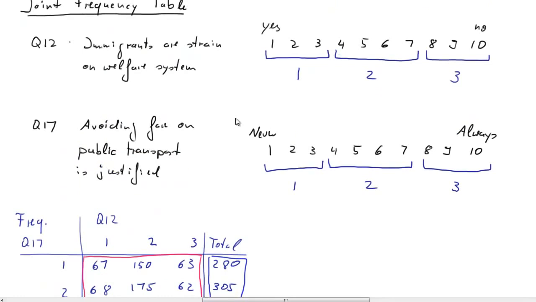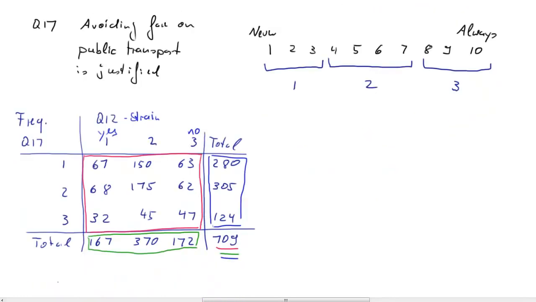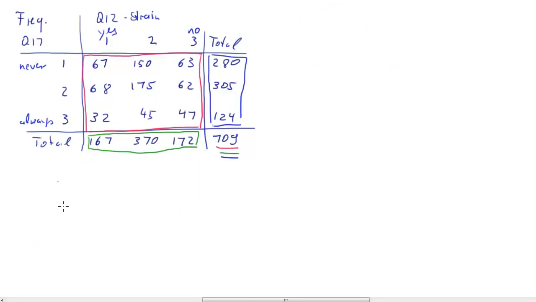So remember what the 1, 2, and 3 meant for question 12. That was the immigrants strain on the welfare system. 1 meant yes, or at the yes end. 3 was at the no end of the spectrum. For the fare dodging question, 1 was never justified, and 3 was at the end of always justified. Okay, so that was the ticket or public transport fare dodging question.